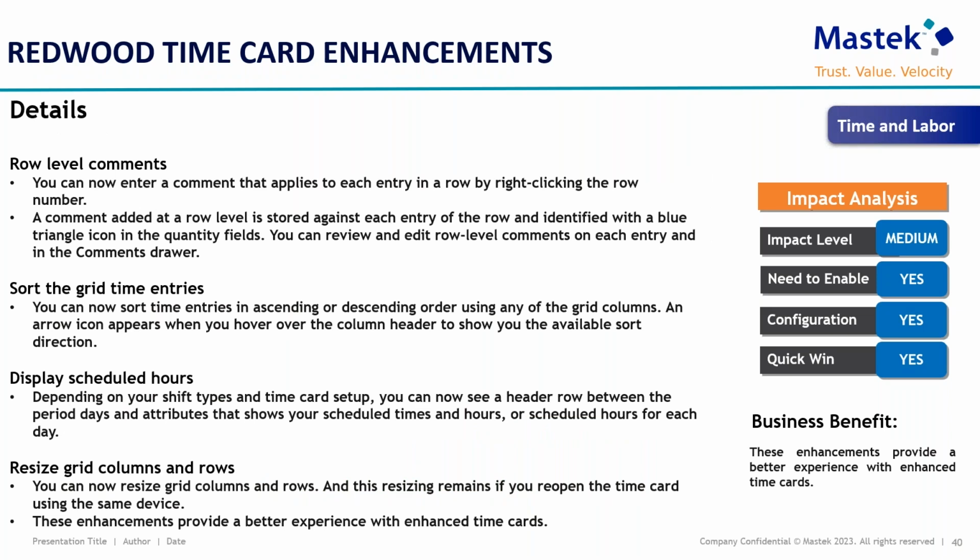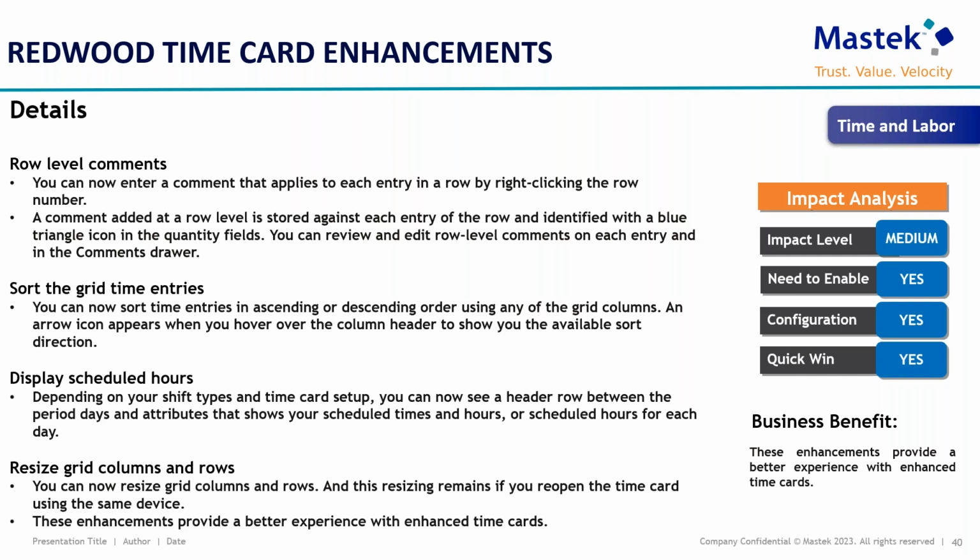Now there are a couple of Redwood time card enhancements to make sure that we have a better experience with enhanced time cards. So the first one is row level comments. Using this particular feature, we can add row level comment, and that will apply to each and every entry against the element. So if an employee has a time card where 4 or 5 rows are related to that particular time card, employees can specify their comments against each specific row while submitting the time card so that it will be easy to track.